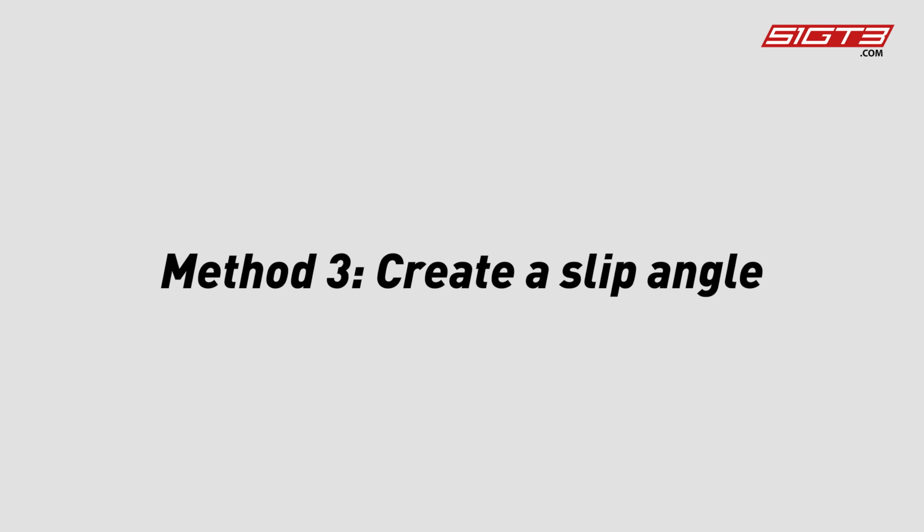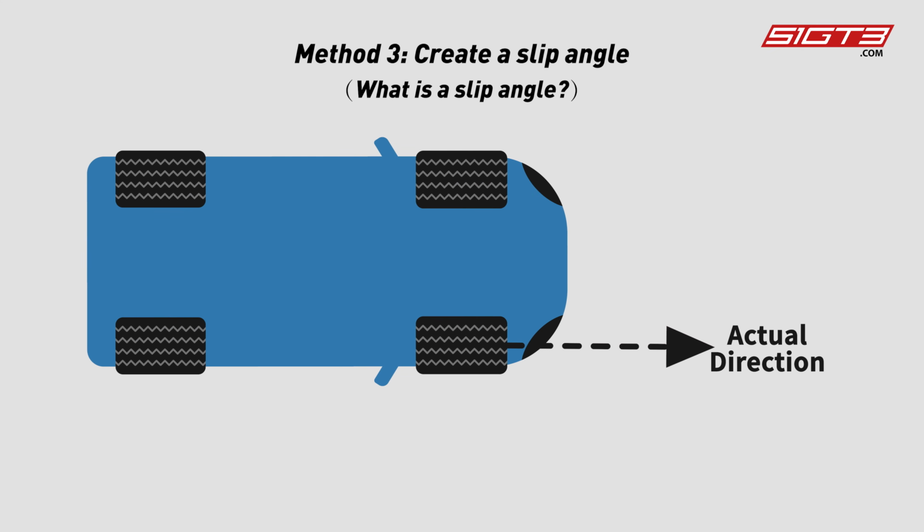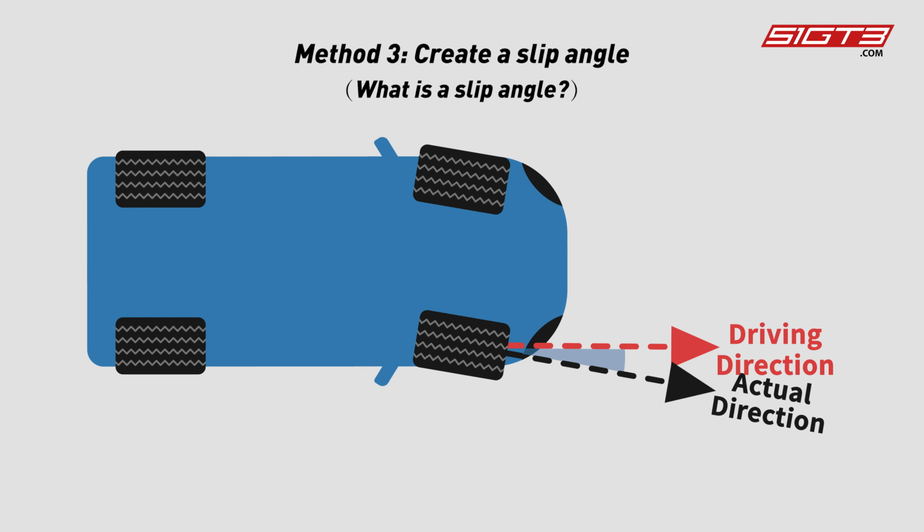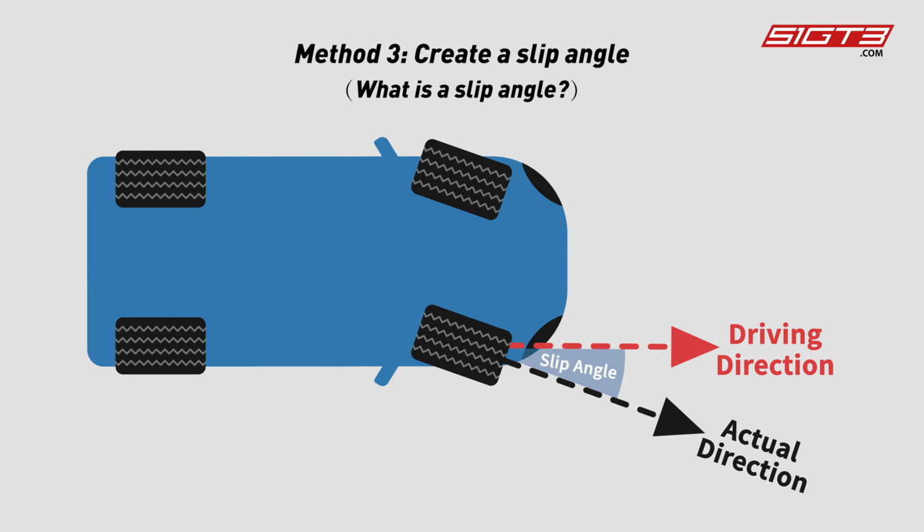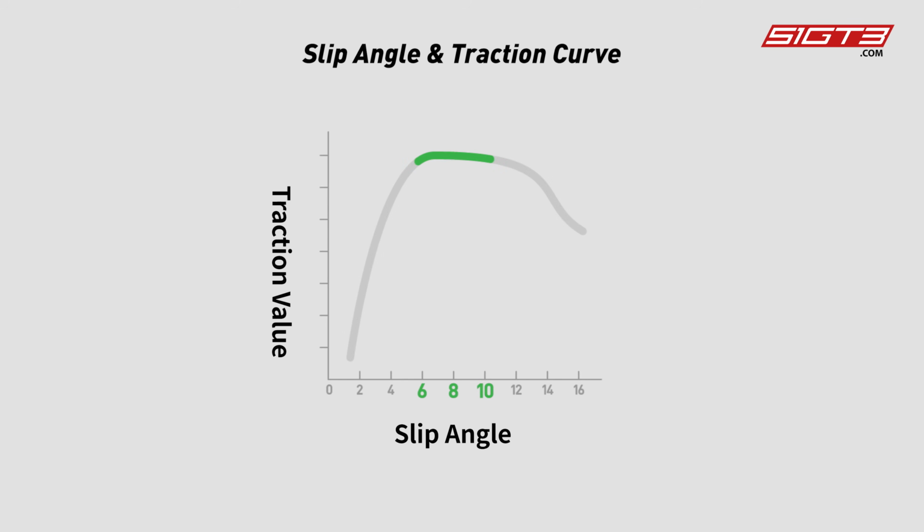Method 3. Control the car to create a slip angle. The slip angle is the angle generated when the actual direction of the tires is inconsistent with the driving direction of the car during the cornering. This slip angle also affects the traction of the car. Here's a graph of slip angle versus traction. The vertical axis represents the traction force, and the horizontal axis represents the degree of the slip angle.